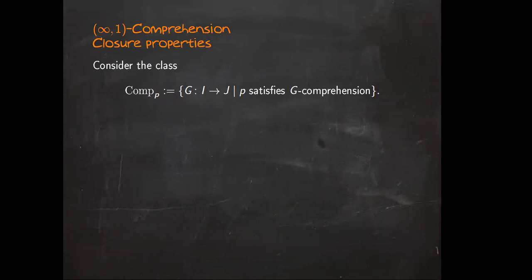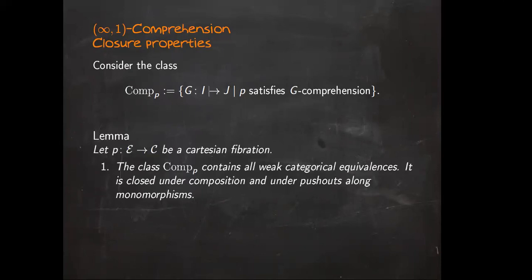wonder, well, maybe there are some closure properties that we can prove, so to deduce one comprehension scheme from the other. So given a Cartesian fibration P, we can consider the class of all functors between simplicial sets such that P satisfies the according comprehension scheme. And then there's the following lemma, that the whole class contains all weak categorical equivalences.